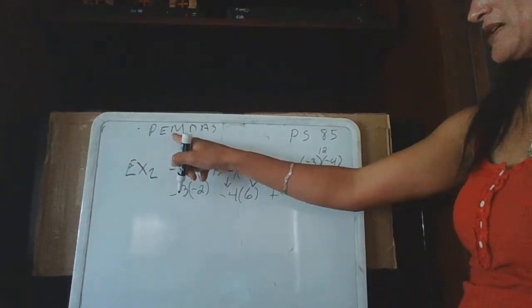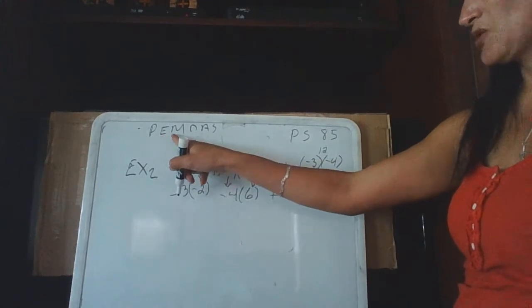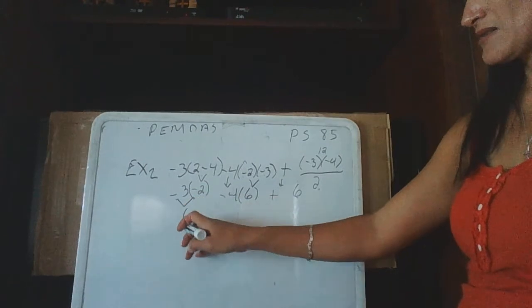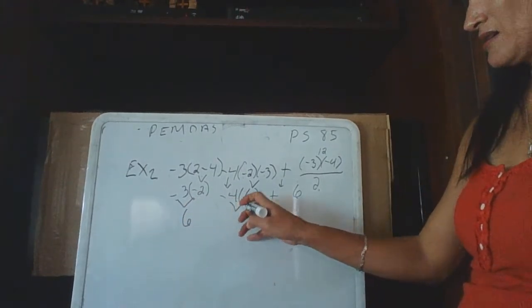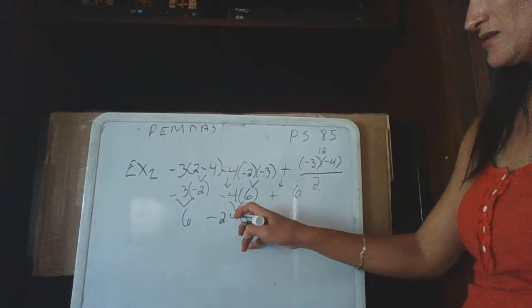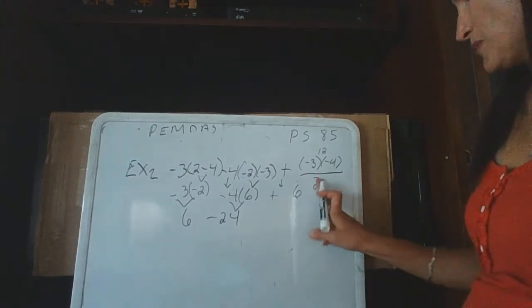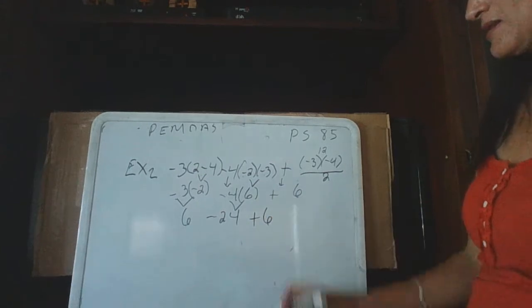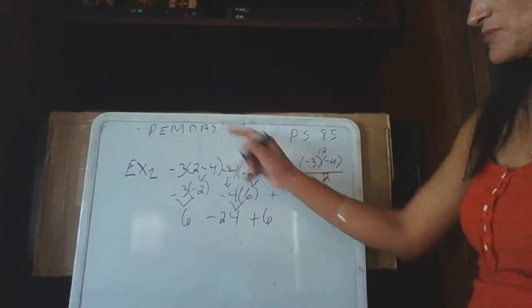Now I don't have any exponents, so I'm going to multiply and divide left to right. So left to right, this would be 6, negative 24. And then let me move that because it's a little confusing. This was positive 6. Okay. I'm ready to add and subtract left to right.